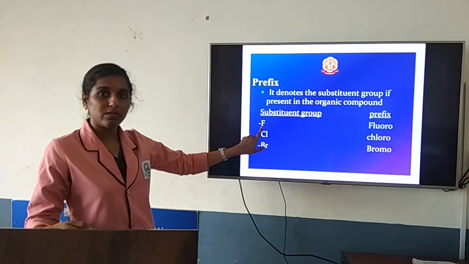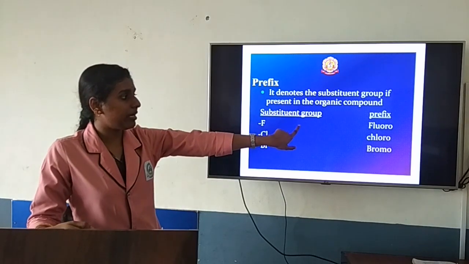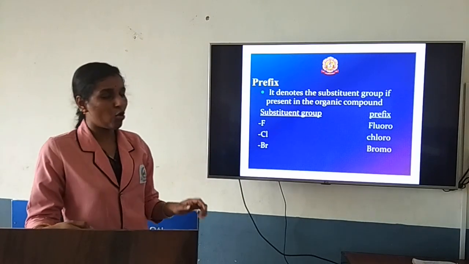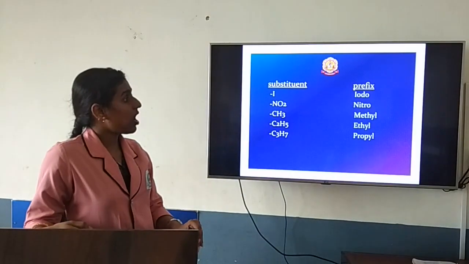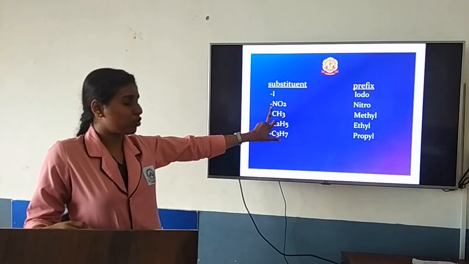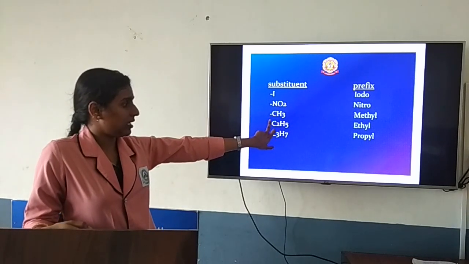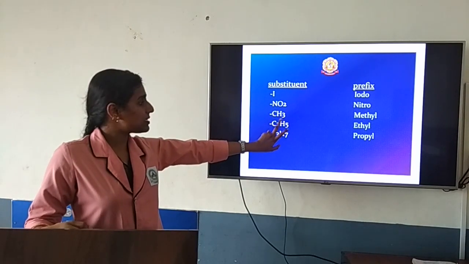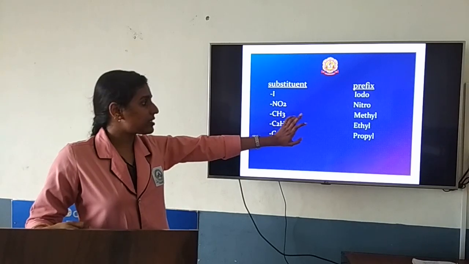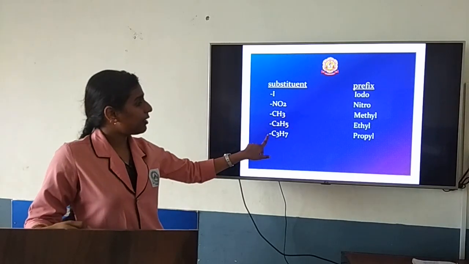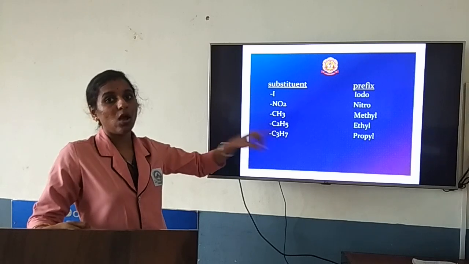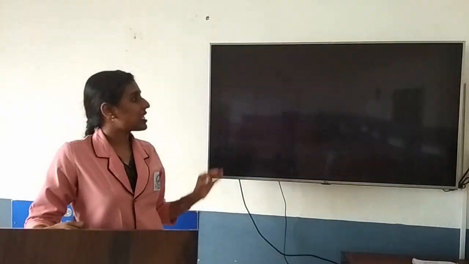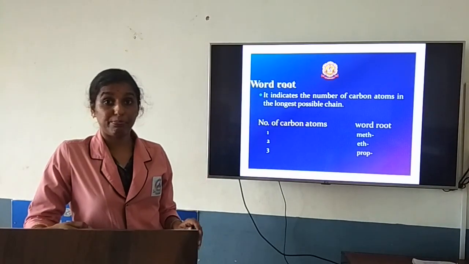Now, if fluorine is present, you are going to name it as fluoro, as a prefix. Chloro as a prefix, again bromo as a prefix, iodo for iodine. For a nitro group, NO2 group is present, this is nitro. Methyl, as I've told, one hydrogen has been removed. This is the ethane group, C2H6, where one hydrogen is removed, so we can name it as ethyl. Again, the propane group, C3H8, where we have removed one hydrogen, we have given it as propyl. So for this kind of group we can give a prefix.